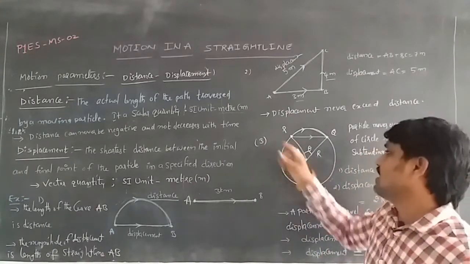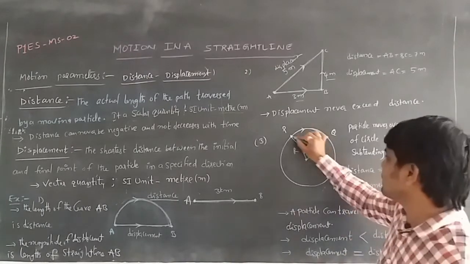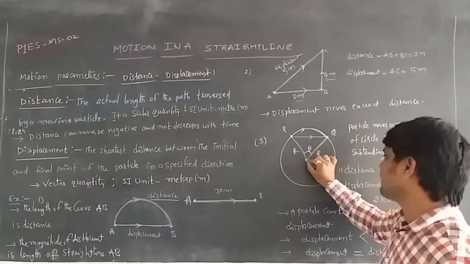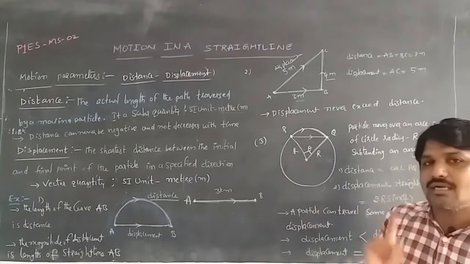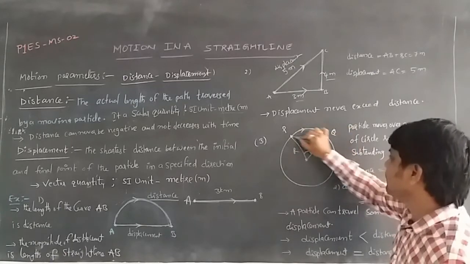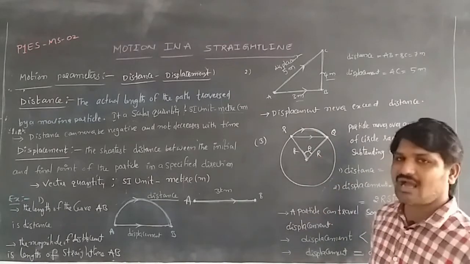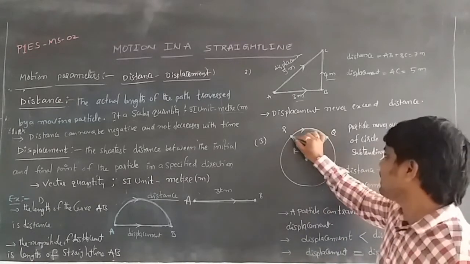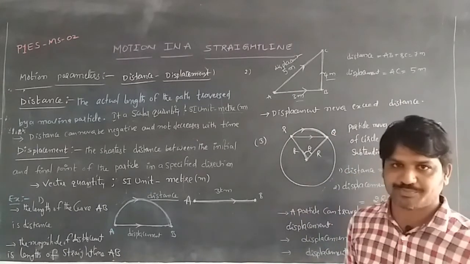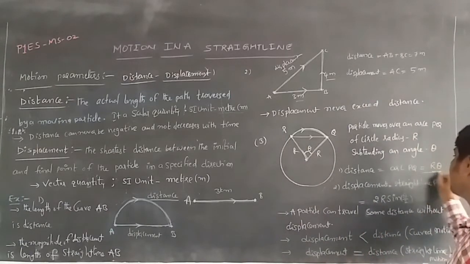Next, when the particle is moving along the arc of a circle, this is the arc. When it travels the arc from P to Q, of a circle of radius r, then its distance will be as follows. It makes a subtended angle theta at the center, from the initial point to the final point. Theta is the subtended angle. Then the total distance traveled will be r into theta. So here the distance is r into theta.